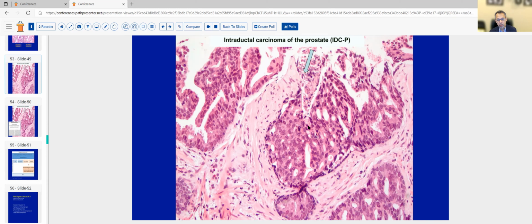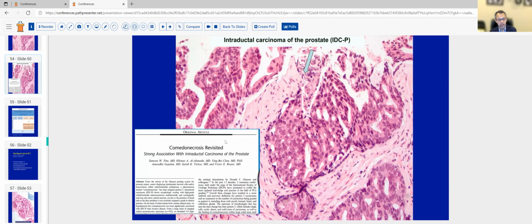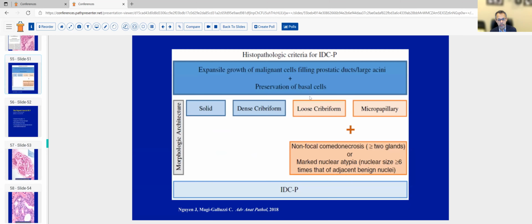Intraductal carcinoma can also present with non-focal comedonecrosis. In fact, recent studies have shown that compared to Gleason pattern 5 prostate cancer, intraductal carcinoma is more likely associated with comedonecrosis. Again, you don't have to do basal cells in every situation, but if you think that your grade could significantly be altered, then you could potentially do basal cell markers to see whether you are dealing with a pattern 5 comedonecrosis or intraductal carcinoma associated comedonecrosis.